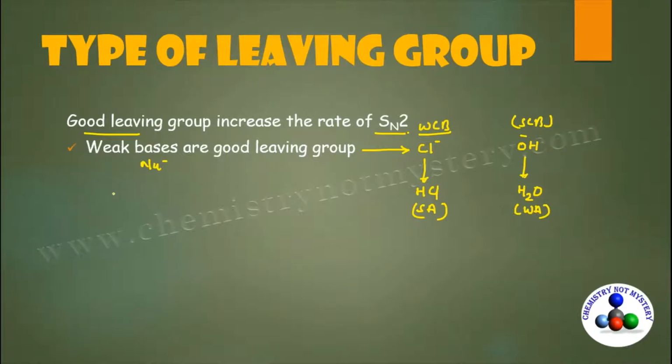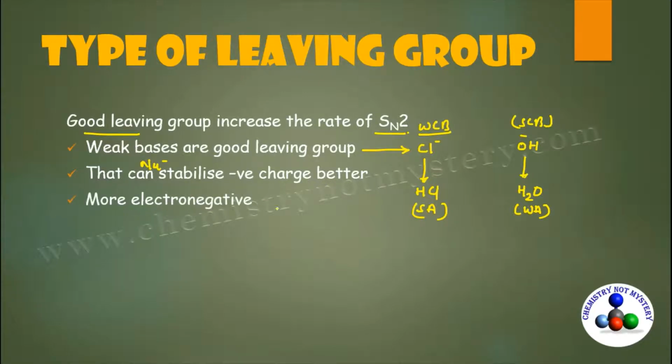There are some other rules on the basis of which you can identify a good leaving group. A molecule that can stabilize negative charge better. To stabilize the negative charge better, it should be more electronegative. For example, when you apply the same rule to the same example, Cl- is more electronegative as compared to oxygen. So Cl- can accommodate negative charge better as compared to oxygen. So this will be a good leaving group.